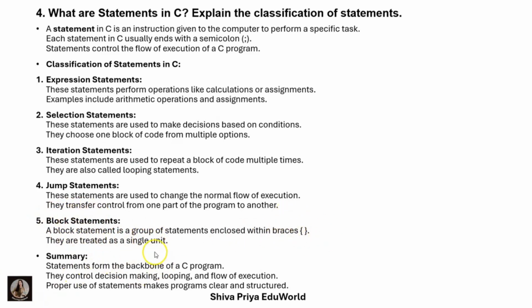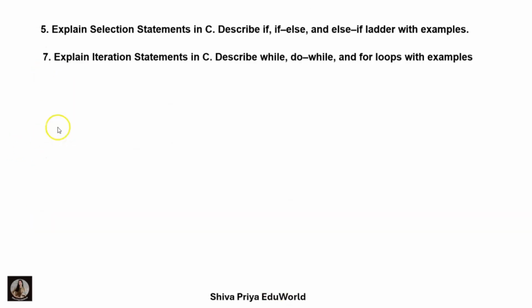The statements form the backbone of the C program, and they can control decision making by selection statements, looping by iteration statements, and flow of execution by jump statements. Proper use of statements makes programs clear and structured. We have to use these statements properly wherever we need them. Clear? Let us move to the next question.